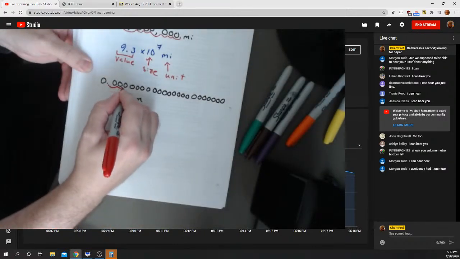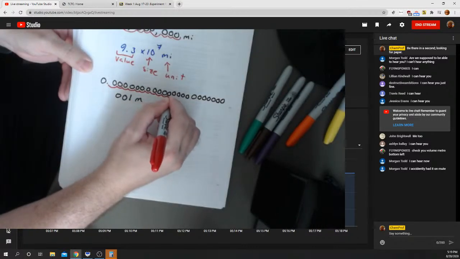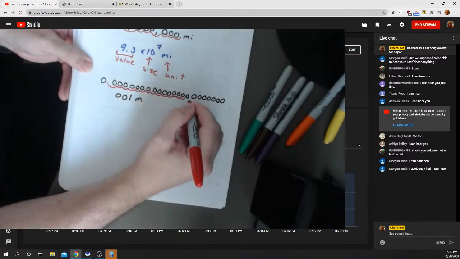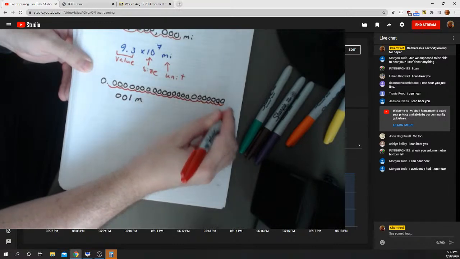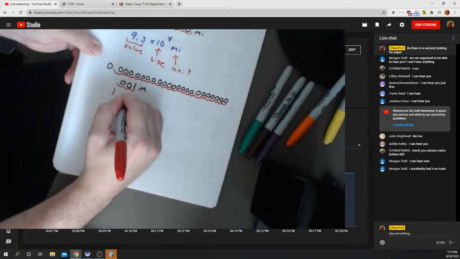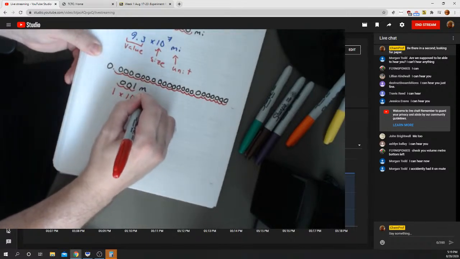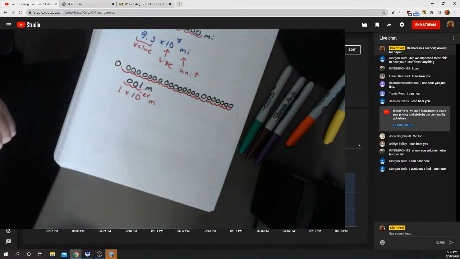We just move the decimal place 1, 2, 3, 4, 5, 6, 7, 8, 9, 10, 11, 12, 13, 14, 15, 16, 17, 18, 19, 20, 21, 22, 23, 24, 25. And that gives us 1 times 10 to the negative 25th meters. So that is scientific or exponential notation.